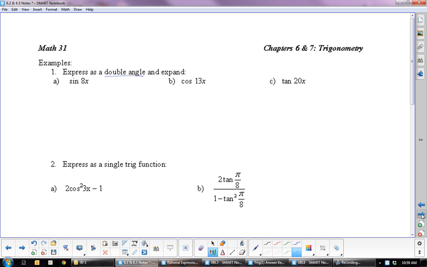So sine 8x, they want that written as a double angle. Well, I can write that as sine 2 times 4x. Okay, now if you look on your sheet, sine 2x is 2 sine x cos x. So that would be 2 sine, well, what is x? It is 4x, cos 4x.